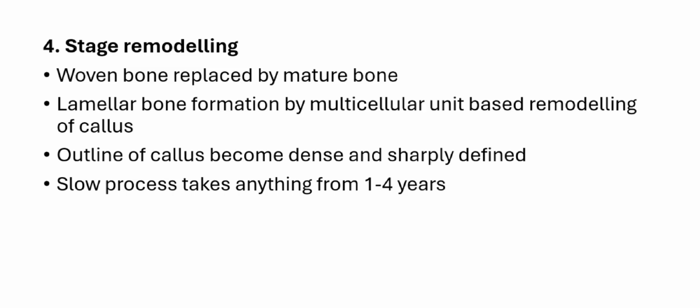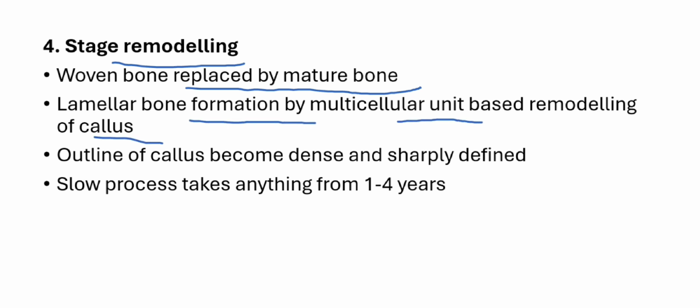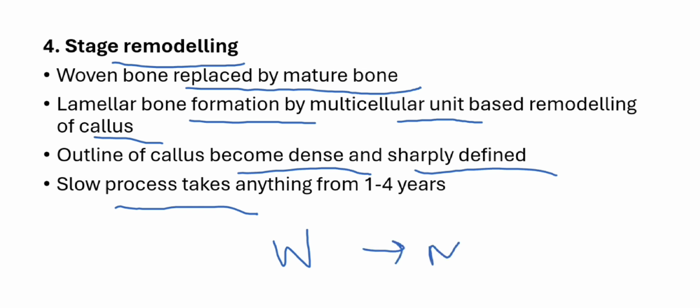Next one is the stage of remodeling. Woven bone is replaced by the mature bone. So the woven bone which is present will get replaced by the mature bone. Lamellar bone formation by multicellular unit based remodeling of the callus. So the outline of the callus becomes dense and sharply defined, and this is a slow process which takes anywhere from 1 to 4 years. This is the remodeling stage in which woven bone is replaced by mature bone.